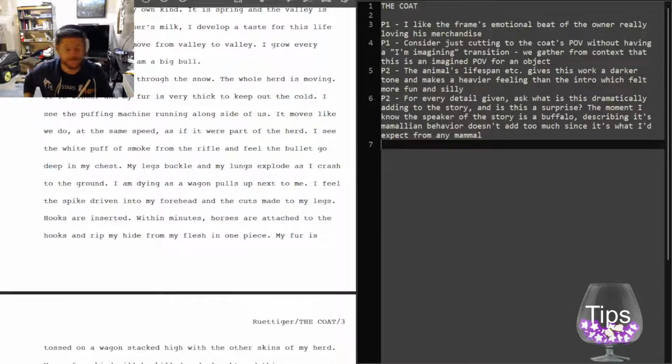That's pretty gruesome. But it says skinning's not a clean process.